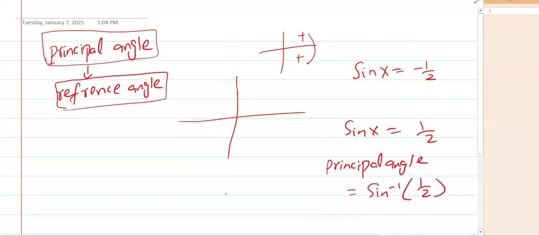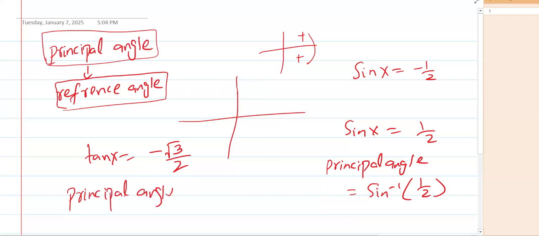For example, if you have tangent of x is equal to minus square root 3 over 2, and you want the principal angle, how will you take it? We will take the principal angle as tangent inverse of square root 3 over 2. We will ignore the negative sign for the principal angle. Okay? Keep that in mind. Got it or not?